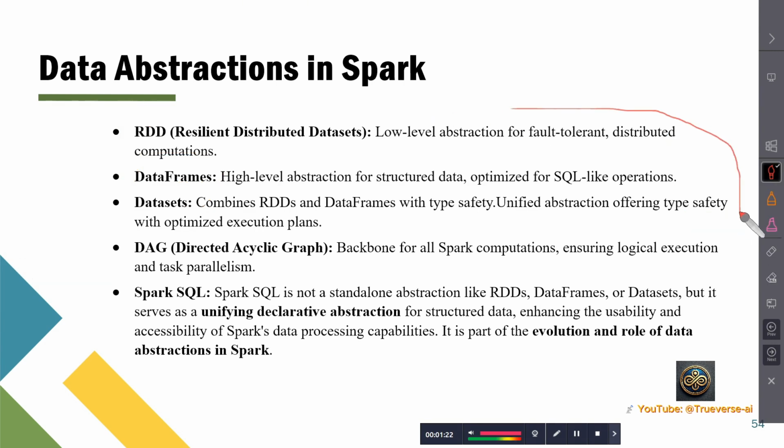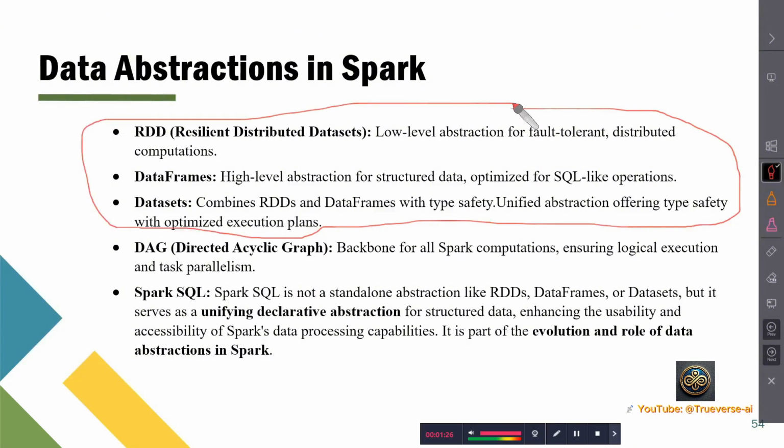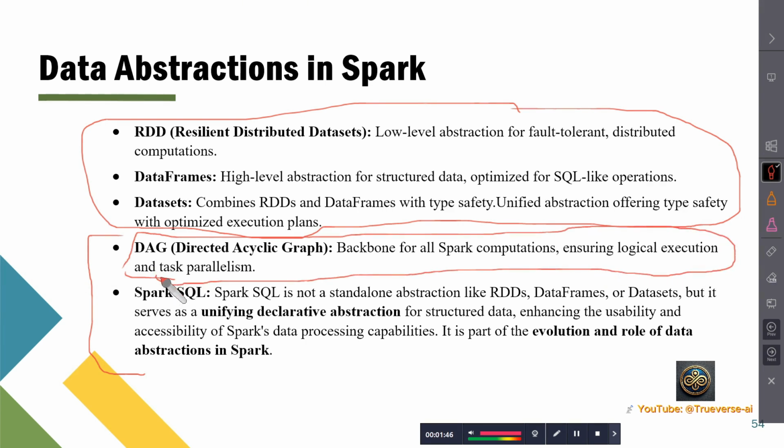So these three are the main abstractions of Spark. And later on, there are supportive abstractions, especially the DAG, which is a very helpful backbone of any Spark computation. Spark SQL is not a standalone abstraction like these three. These are the standalone abstractions: RDD, data frame, and data set.